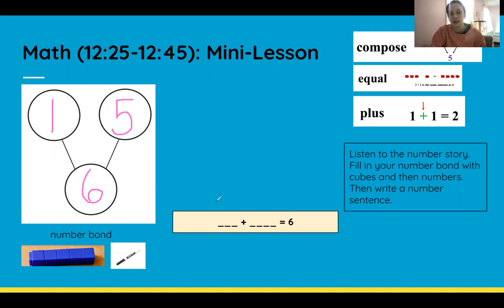Okay, now let's see if you got it right. Ready? We had 1 and 5. Remember the and is the plus sign. 1 and 5 equals all together 6. 1 plus 5 equals 6, or 1 and 5 is 6. Did you get that on yours? Give yourself some shine if you did. If you didn't, that's okay.